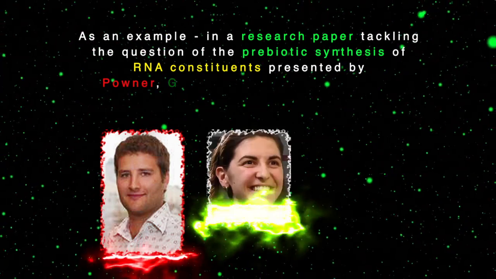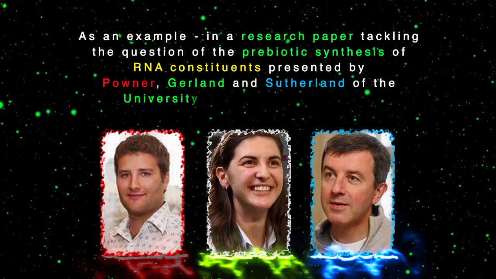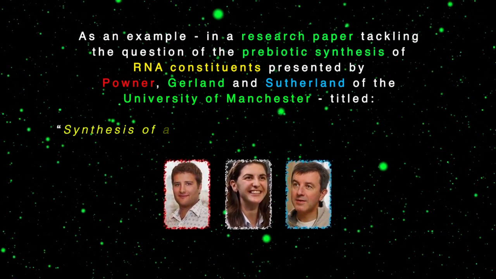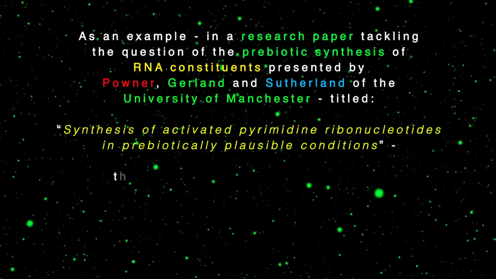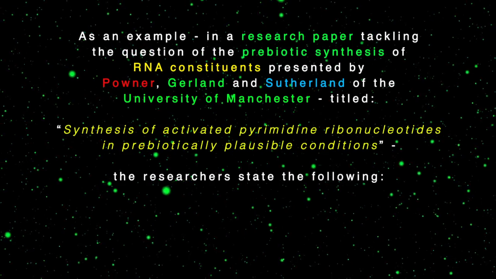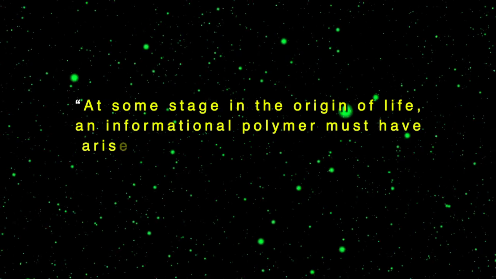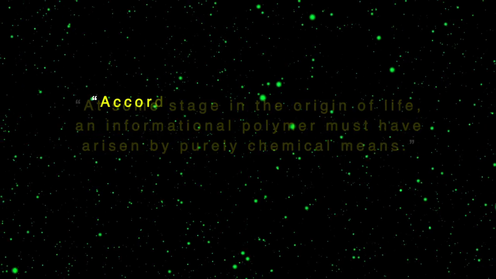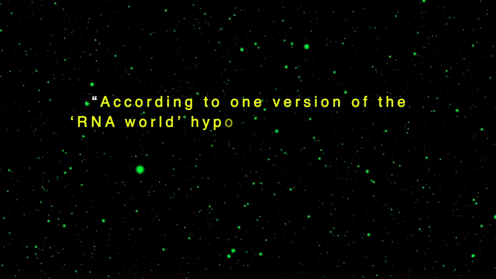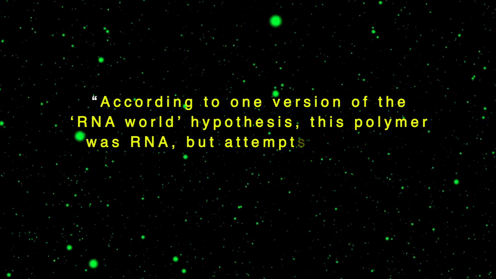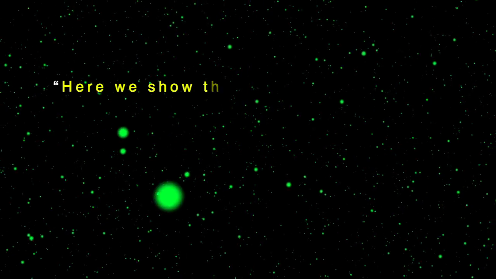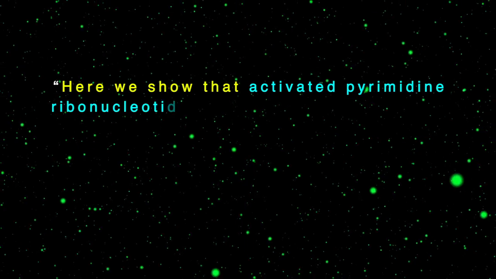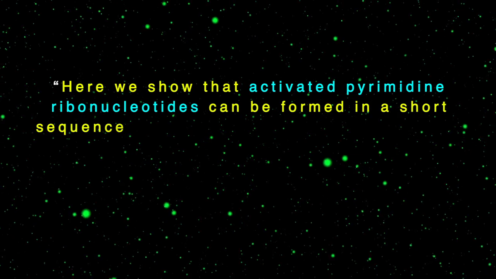As an example, in a research paper tackling the question of prebiotic synthesis of RNA constituents presented by Powner, Gerland, and Sutherland of the University of Manchester, titled Synthesis of Activated Pyrimidine Ribonucleotides in Prebiotically Plausible Conditions, the researchers state the following. At some stage in the origin of life, an informational polymer must have arisen by purely chemical means. According to one version of the RNA world hypothesis, this polymer was RNA, but attempts to provide experimental support for this have failed.